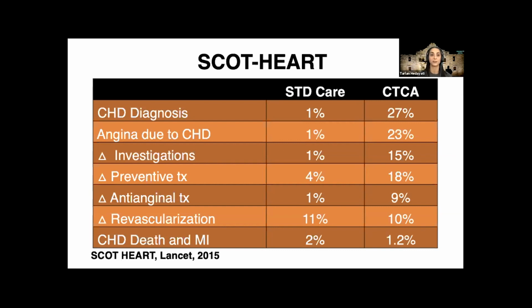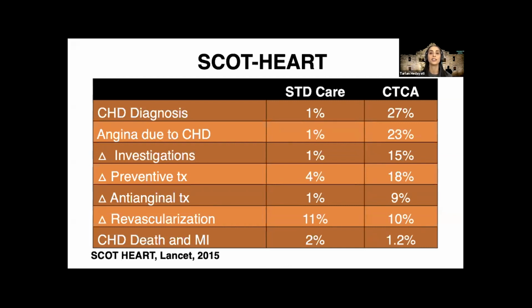Okay, so that's a big difference there. And then when you look at the 6-week diagnosis of angina due to coronary heart disease, 1% for the standard care, 23% for the CTCA group. So a good anatomic test that helped us with diagnosis.